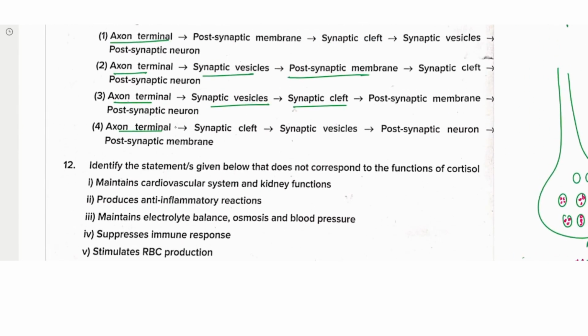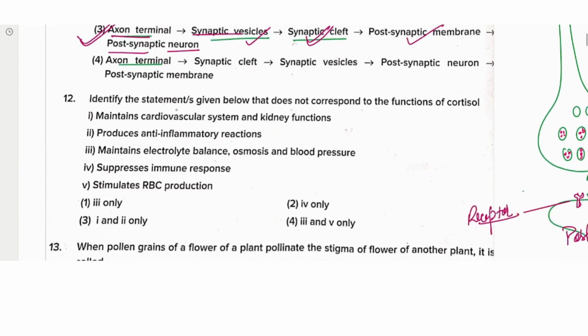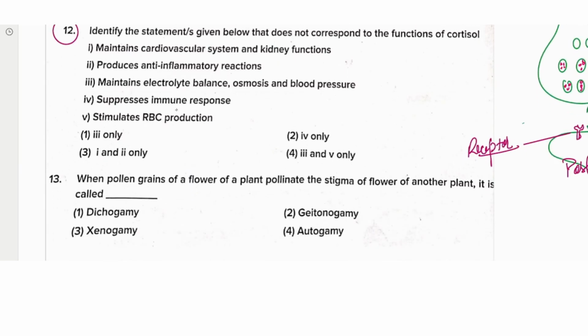So here it is given in which option? Let's see. Axon terminal, synaptic vesicle. Postsynaptic would be the later part. Synaptic cleft will come first, then postsynaptic membrane, then postsynaptic neuron. So it should be option number 3. Next, question number 12 is to identify the statement given below that does not correspond to the function of cortisol.